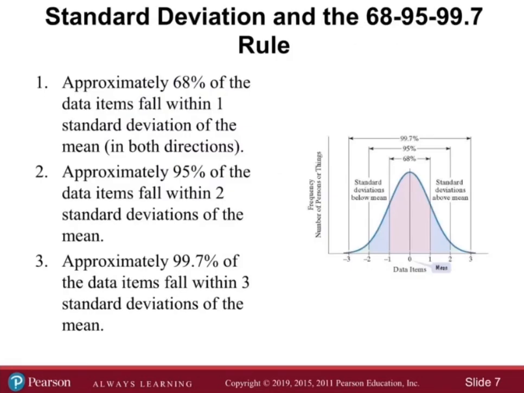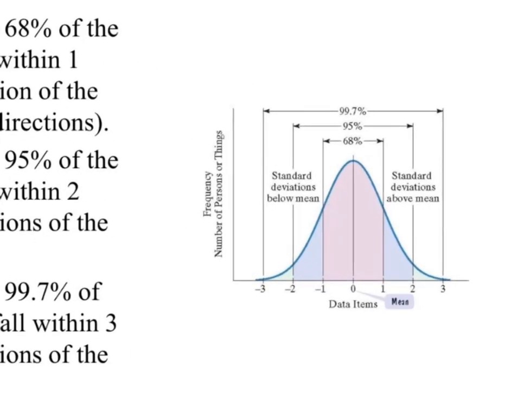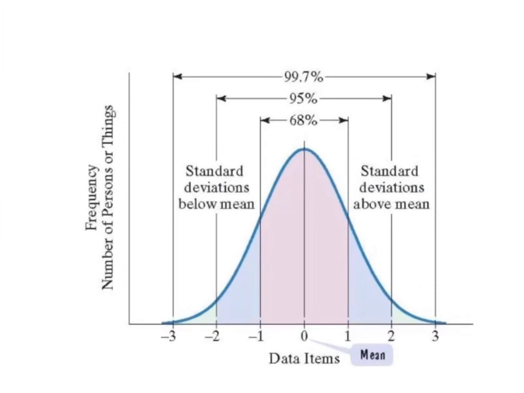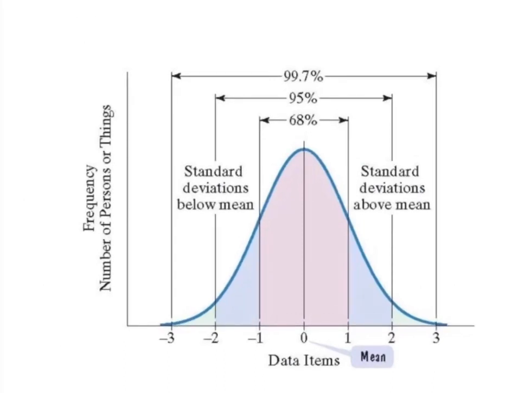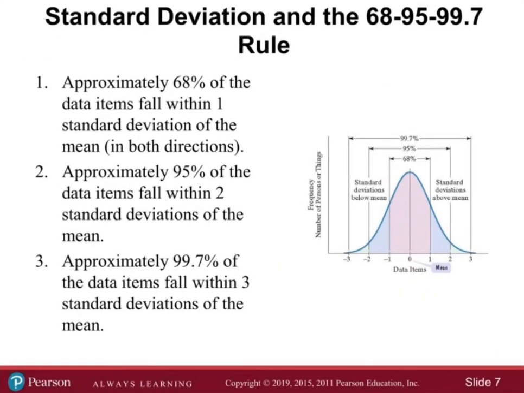So approximately 68% of the data fall within one standard deviation of the average in both directions. We have this image here. 68% of the data falls within one standard deviation. 95% of the data falls within two standard deviations in either direction. And 99.7% of the data falls within three standard deviations of the average.